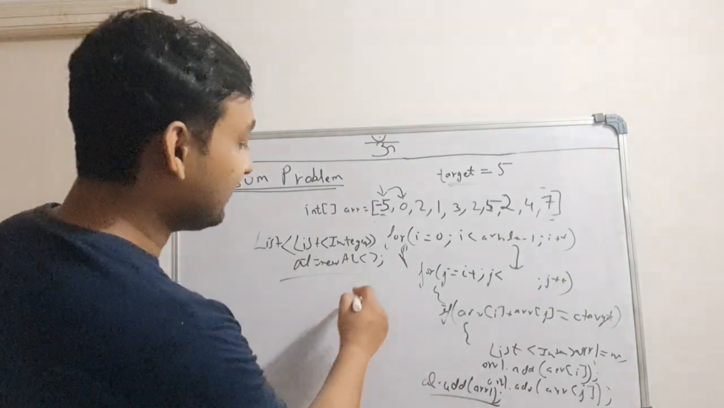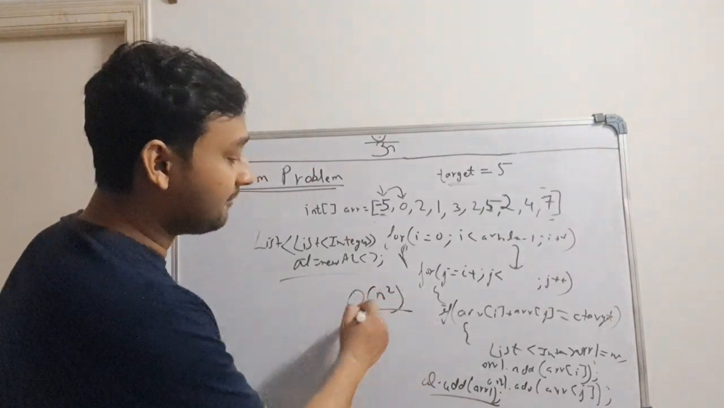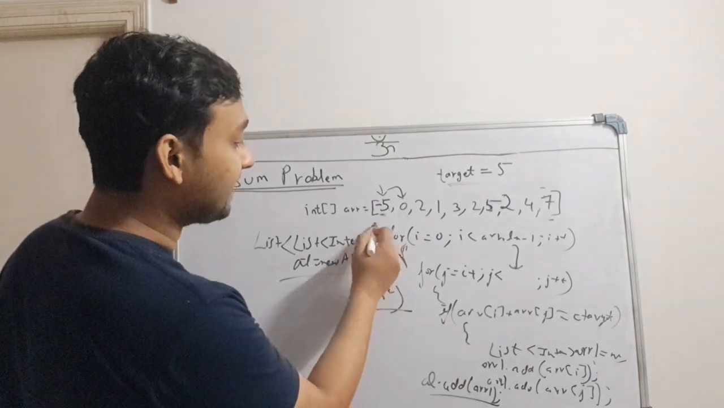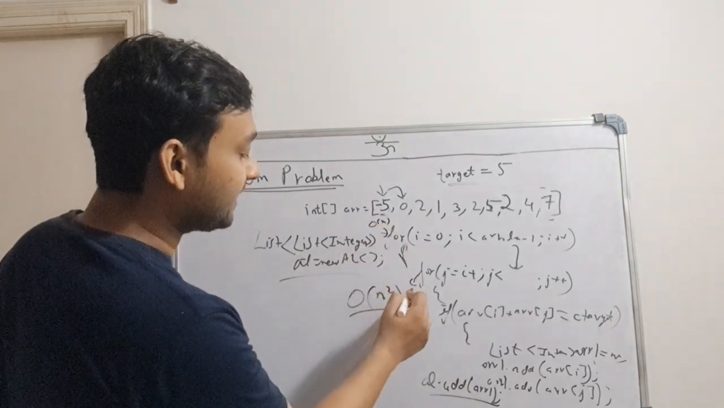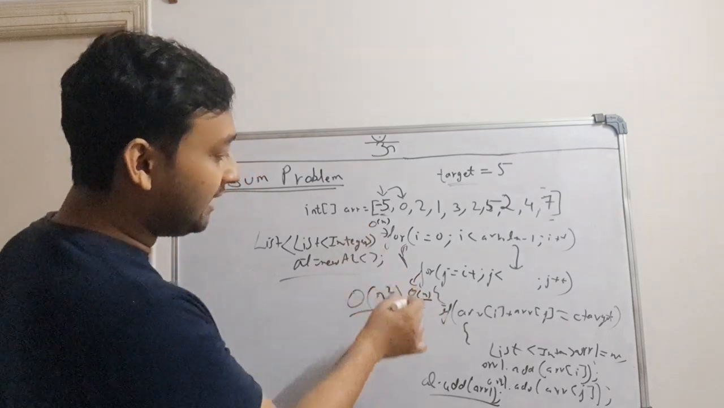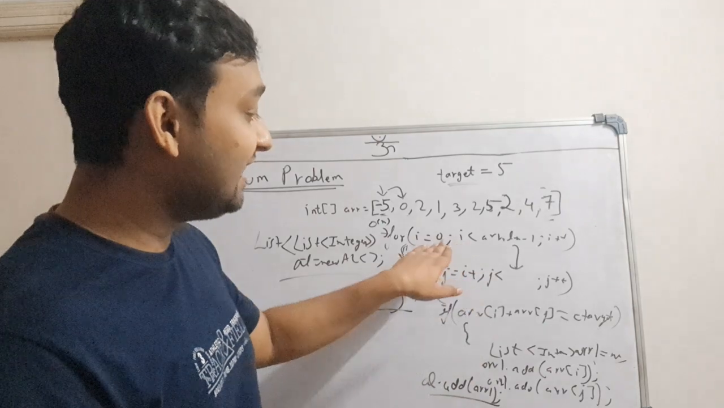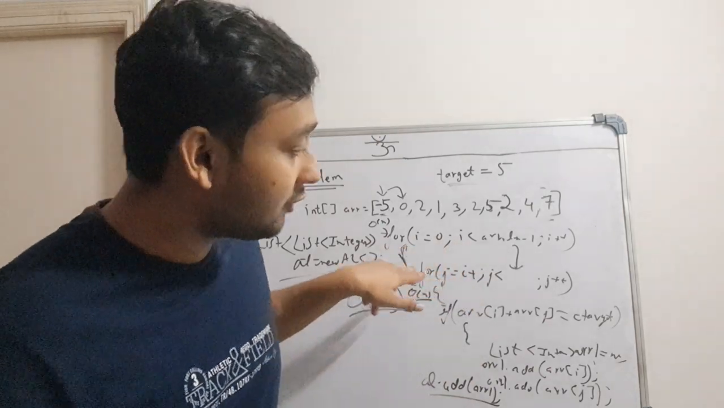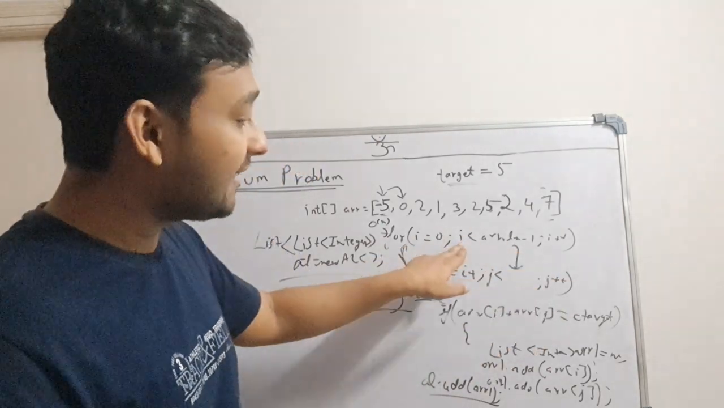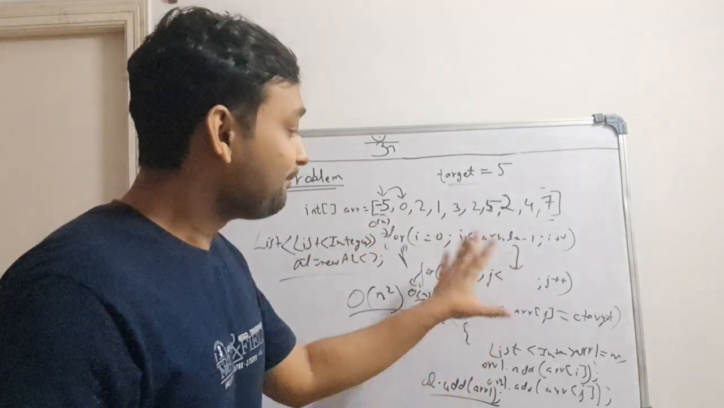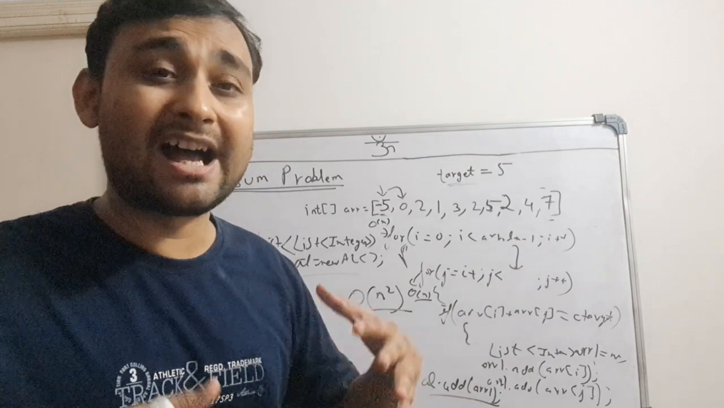What's the time complexity over here? It is O of n square. Why is it O of n square time complexity? Because this for loop has O of n and this for loop has O of n time complexity. It's a nested for loop, so it's O of n square. For each element of i, the whole j is iterating, then for the second value of i, the whole j is iterating again and again. So that means it's O of n square. It's a very high time complexity.